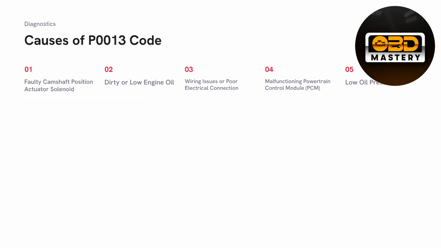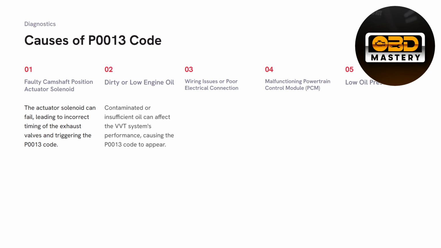Now, moving on, we're going to talk about the causes of this code. A faulty cam position actuator solenoid, with incorrect readings of the exhaust valves triggering this code, can be one of them, all right? Your CPS actuator solenoid. Second is going to be dirty or low engine oil. This is a culprit, all right? You may have water in your oil, and it messes with your camshaft position sensor. So just be aware of that. It could fluctuate your timing and throw your timing off. So check that there is no contaminated oil, ensuring that you have the right viscosity of oil as well.